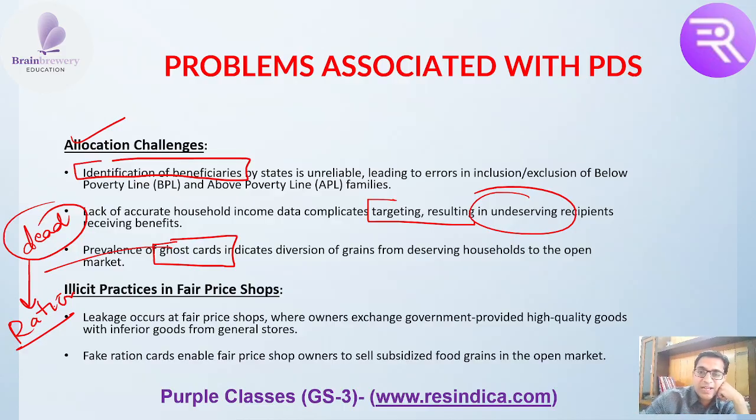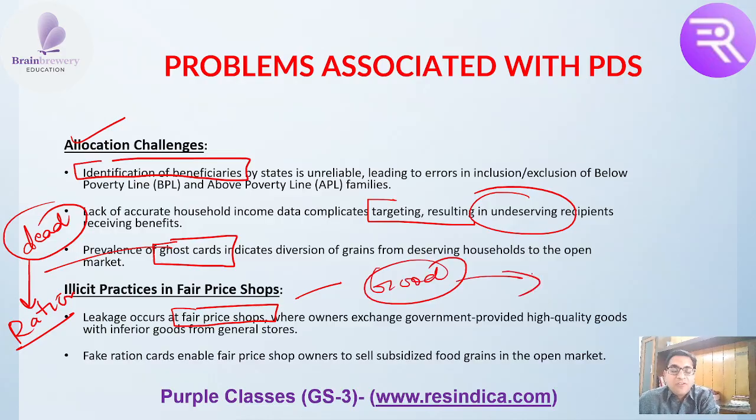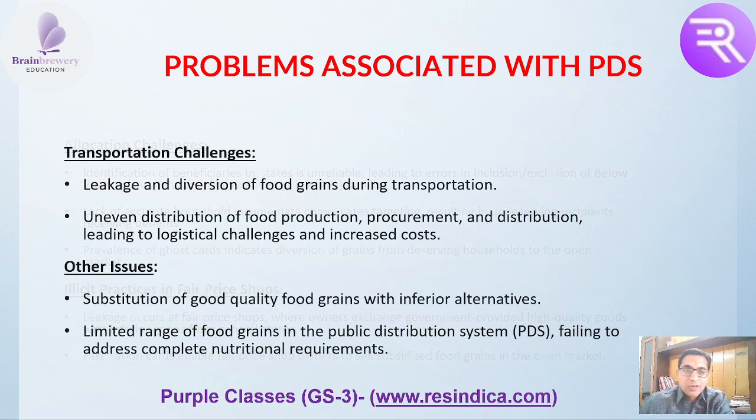Because of that, diversions are happening, right? Then illicit practice in fair price shops. In a fair price shop, even if there is no shortage, the shop owner says, okay, our stock has got over, and you should come next week. The fair price shop owner keeps the good quality stock with himself and provides inferior quality stock to the consumers. Fake ration cards are there, under which a lot of leakages and pilferages are happening. So this is the illicit practice that goes on in the fair price shop.